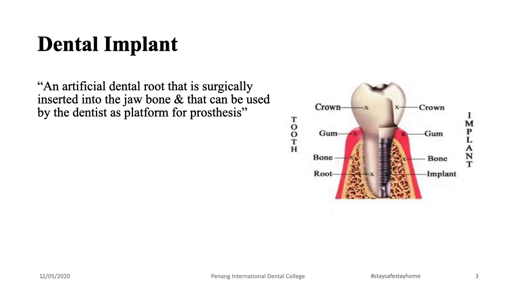What is a dental implant? An artificial dental root that is surgically inserted into the jawbone and that can be used by the dentist as a platform for prosthesis. So basically, an implant is a screw type which is placed inside the implant cavity, which is created by drilling the bone inside. Once you place this, you screw the abutment to the implant, and then you fix the prosthesis onto the abutment. So this is a dental implant.